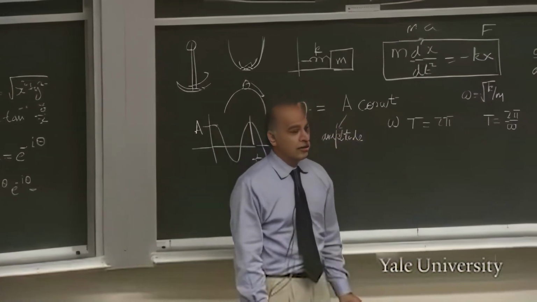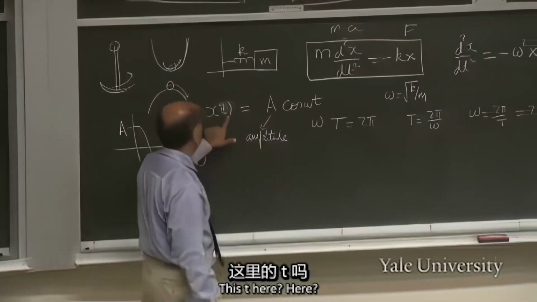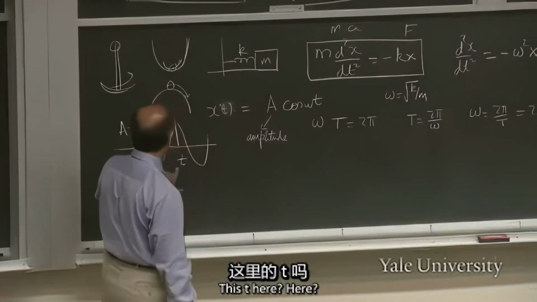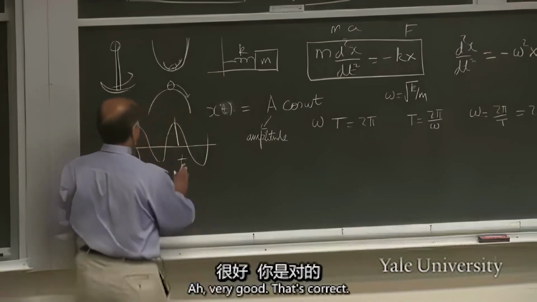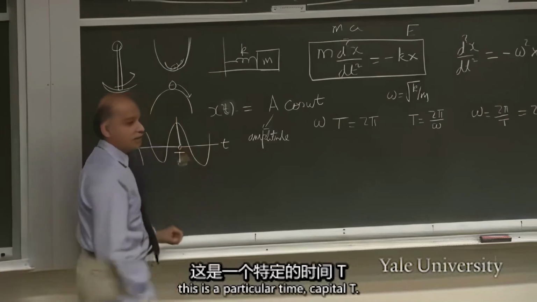Yes? Is the small t over there the same as the big T? This t here? Here? At that point. Ah, very good. That's correct. So let's be careful. So this is the t-axis. This is a particular time, capital T.